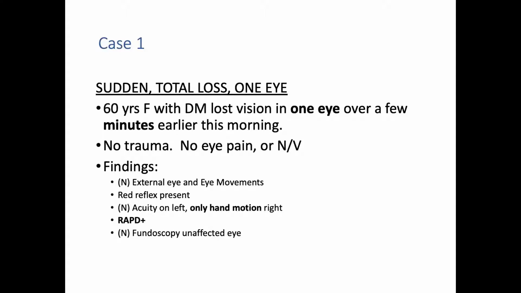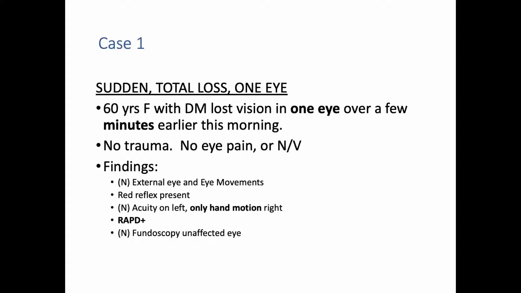So that's what a RAPD is, and it's a sign of optic nerve injury or damage. So just based on that sort of case, anybody have any thoughts of what could be going on? So sudden loss in one eye, affected visual acuity, and the RAPD is positive.